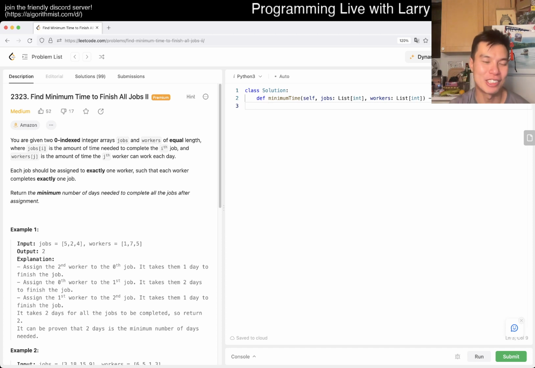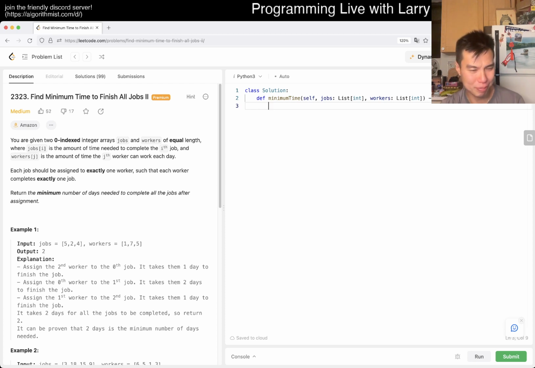Alright, today's problem is 2323, Find Minimum Time to Finish All Jobs II. It's a medium, so let's take a look. The upvotes and downvotes are actually reasonable. I don't know why, but before that, it was a lot of negative vote problems.